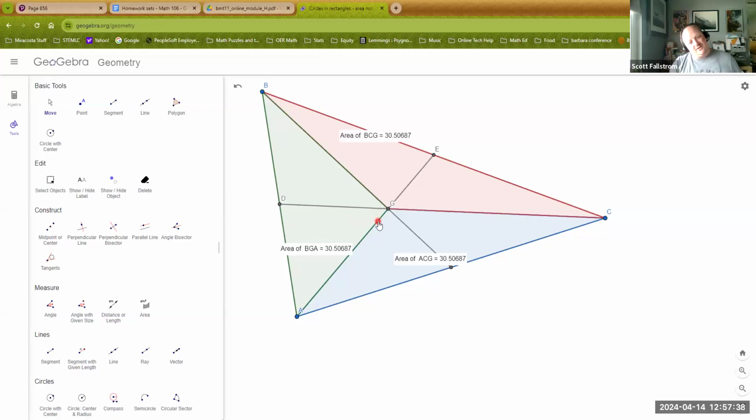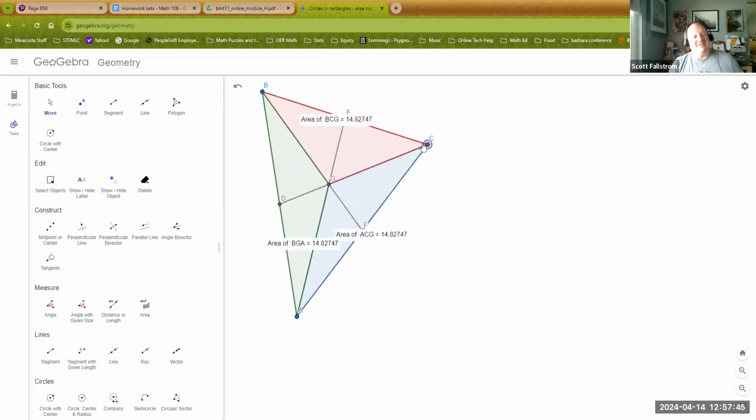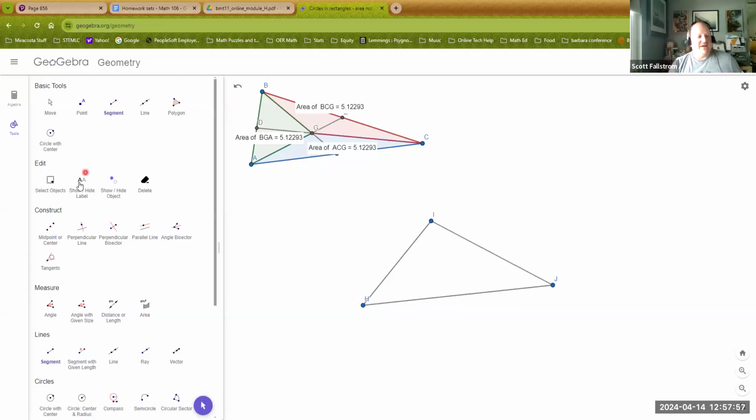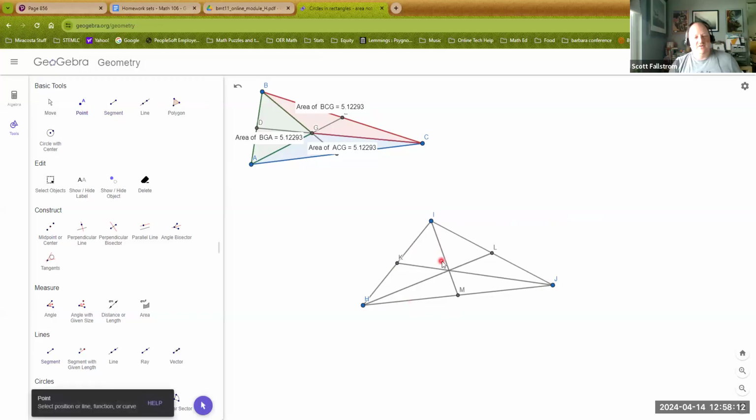Now let's take a look here. What's even more interesting, to me, is watch this. If I create a new triangle, and again, this triangle could be any triangle, that's why I'm choosing just 3 random points. I am going to do the midpoints one more time. And then I'm going to create those medians. Okay, centroid is the point in the middle.